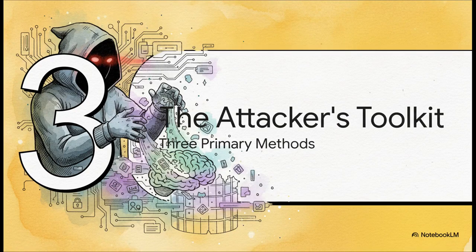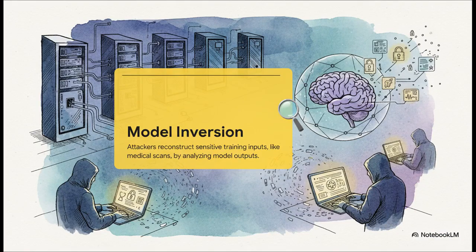So how in the world do they actually pull this off? Well, let's open up the attacker's toolkit. It really boils down to 3 main techniques. First up, you've got something called model inversion. The best way to think about this is like a digital forensic artist who can reconstruct a person's face just by studying their shadow. Attackers analyze the model's answers and how confident it is in those answers to literally reverse engineer and recreate the original sensitive data.